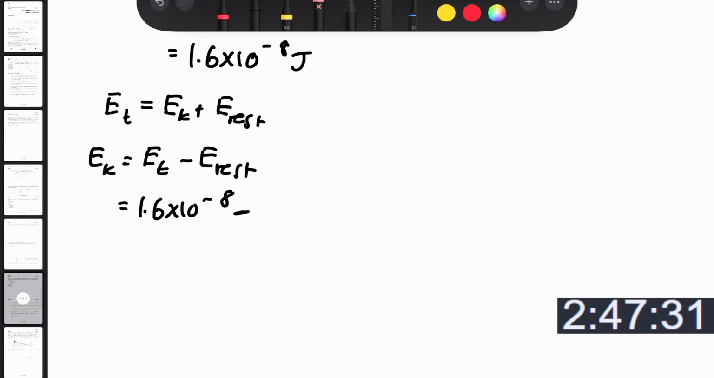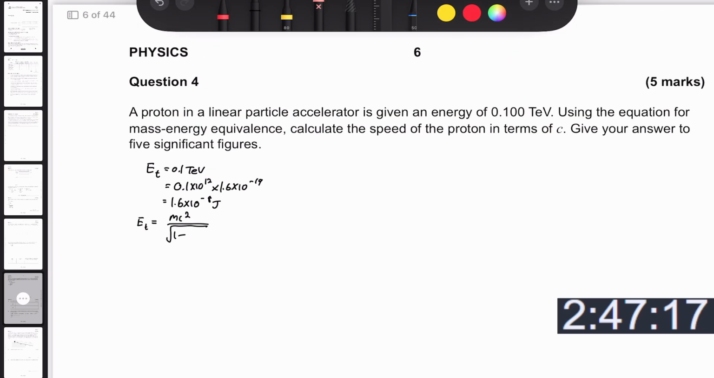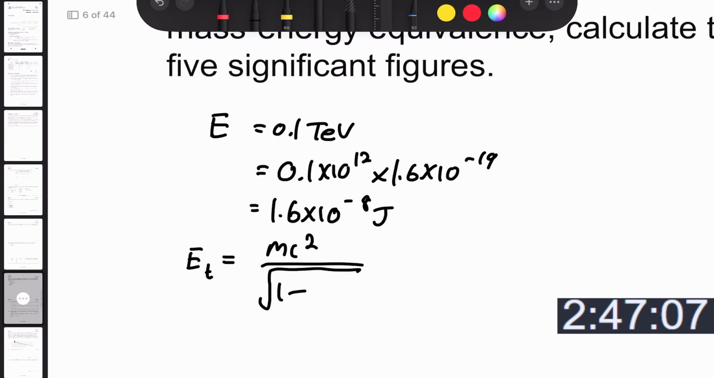Wait, no, I don't need this equation. I need that this is mc squared over... minus is given an energy. Oh my god. Yeah, okay, I think this is EK.